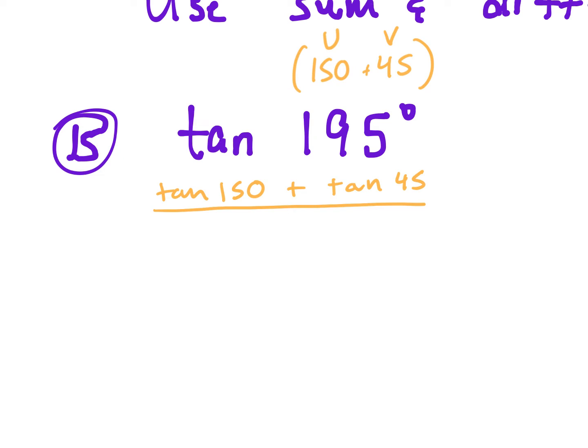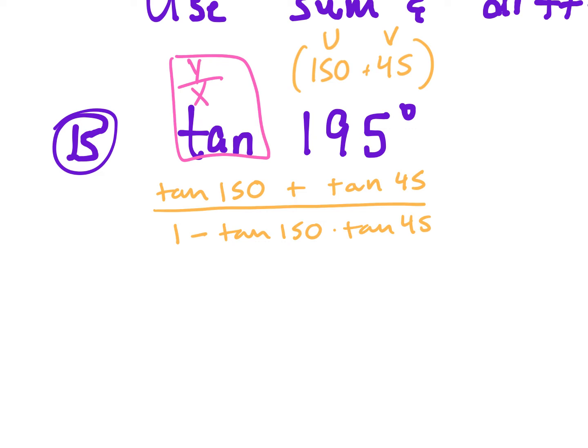over, is it 1 minus? Yeah, it's 1 minus tangent of u times tangent of v. Tangent of 150 times tangent of 45. So tangent on my unit circle tells me I need to look at what values? Y over x. So tangent is y over x.